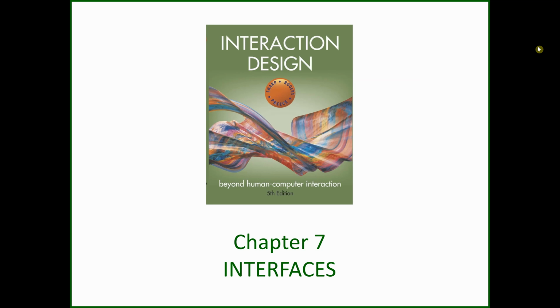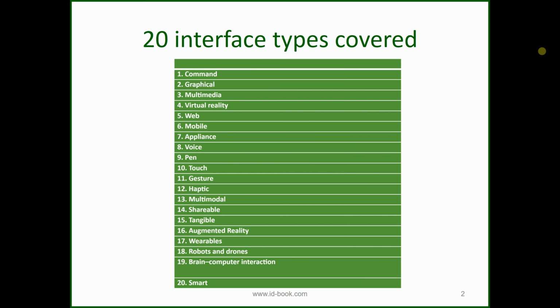All right, so in this class, we are going to review chapter 7, which presents an overview of 20 types of interfaces and their key design and research considerations. You might wonder why there are so many different types of user interfaces. They are needed to adjust to different types of environments, people, places, and activities. And hopefully this will become clear as we go through all the interfaces one by one.